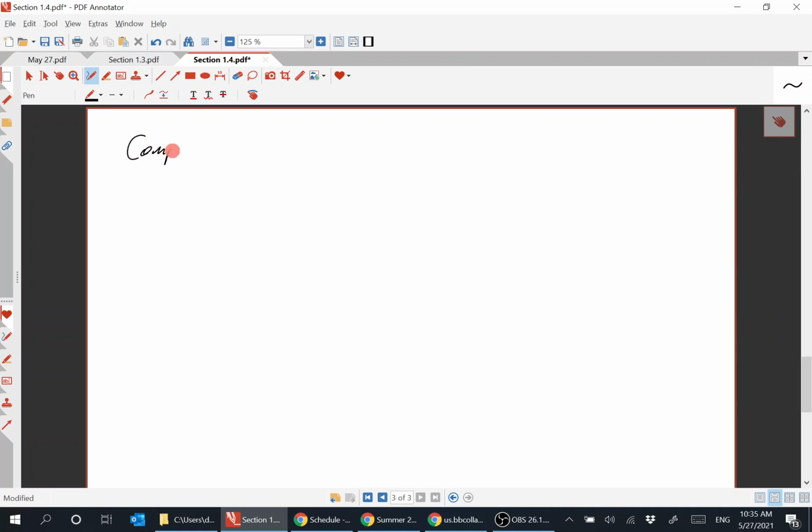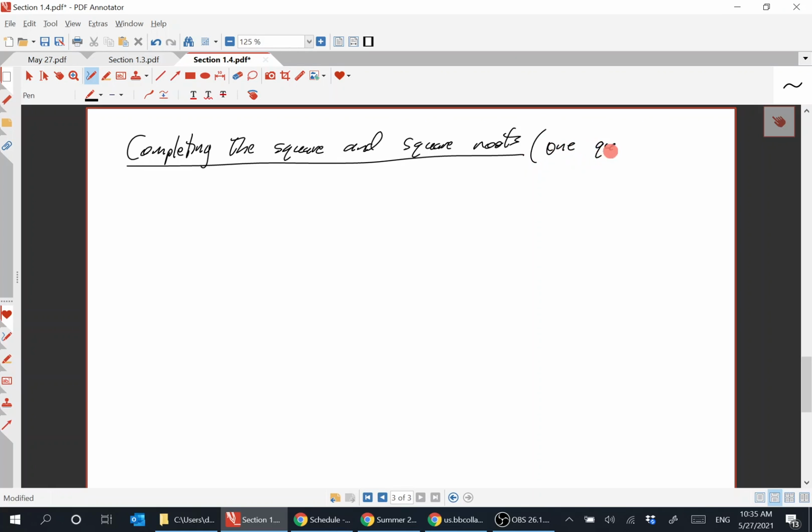So completing the square and square roots. This method always works. And we're definitely going to have one of these on the exam. I'm going to want to see you solve a quadratic by completing the square. So one question like this on exam 1.